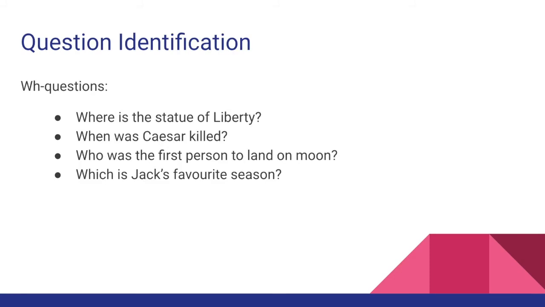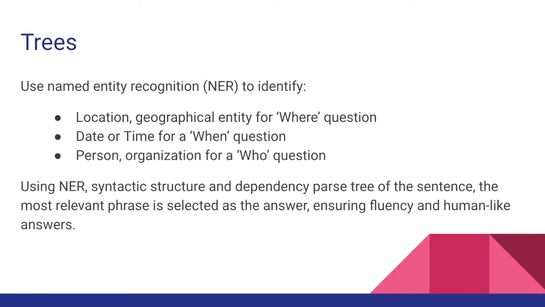With WH questions like "Where is the Statue of Liberty?", "When was Caesar killed?", "Who was the first person to land on the moon?", "Which is Jack's favorite season?", we would use named entity recognition, and based off the specific tag, whether it be location, a date or time, or person or organization, we would incorporate the syntactic structure and dependency parse tree to then generate the most relevant phrase that would answer such a question.